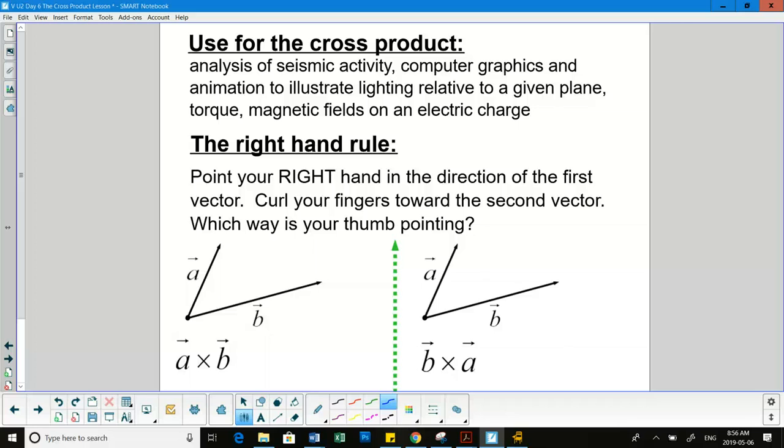What if it was like this? Yeah. Oh, it'd be like this too. The third vector, yeah. Going this way.